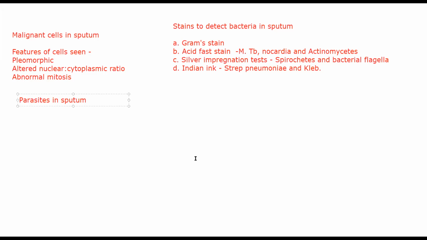Paragonimus westermani is a parasite whose ova you can see, or you can see larvae of Strongyloides. So what else can you see? You can see hooklets and scolex of hydatid cyst. Other than that, you can see ova of Paragonimus westermani.